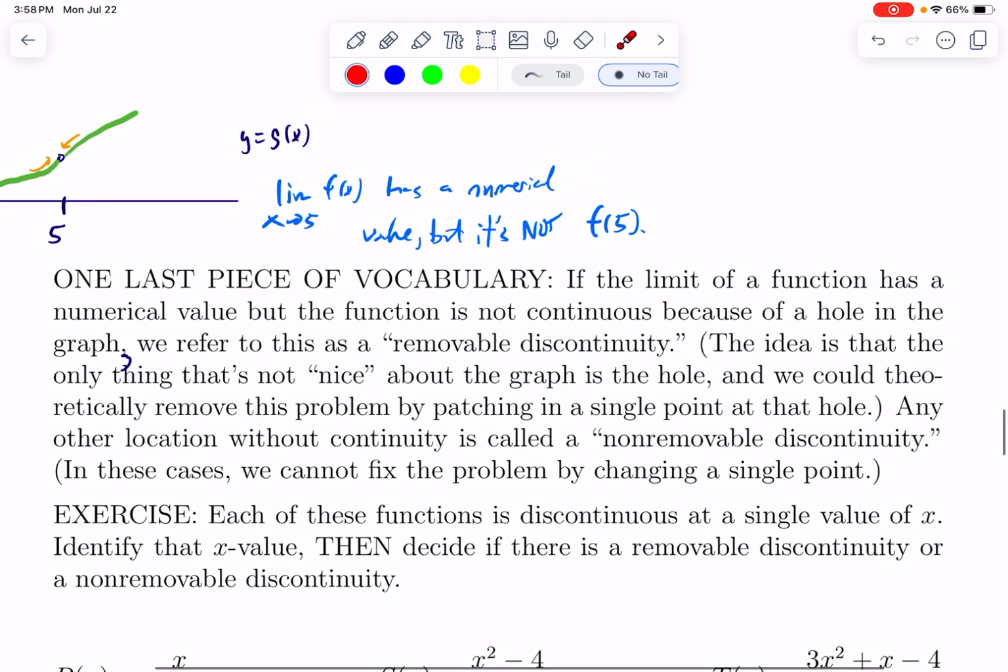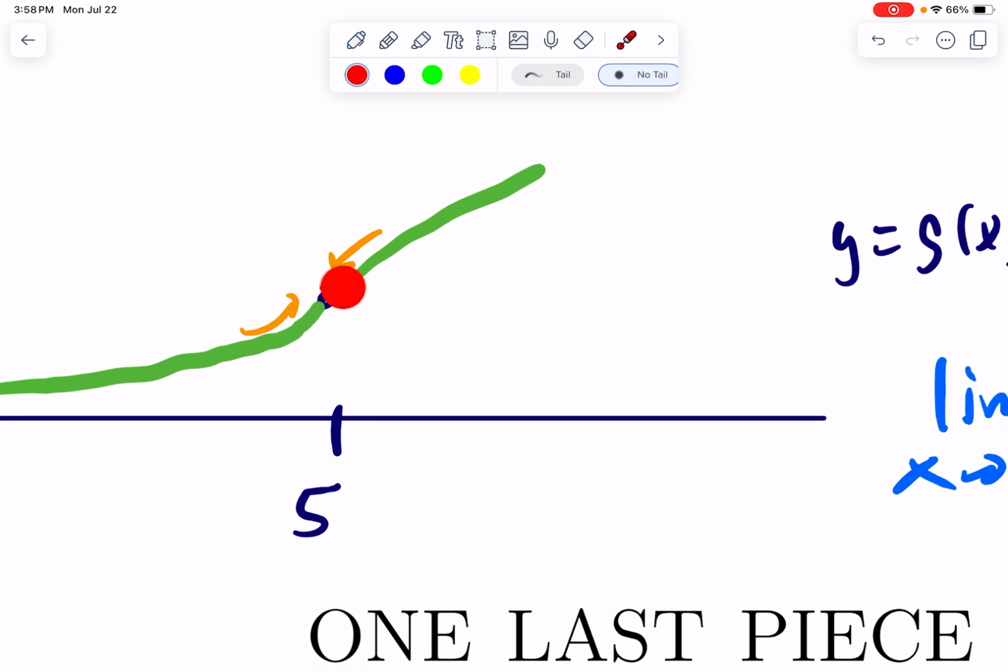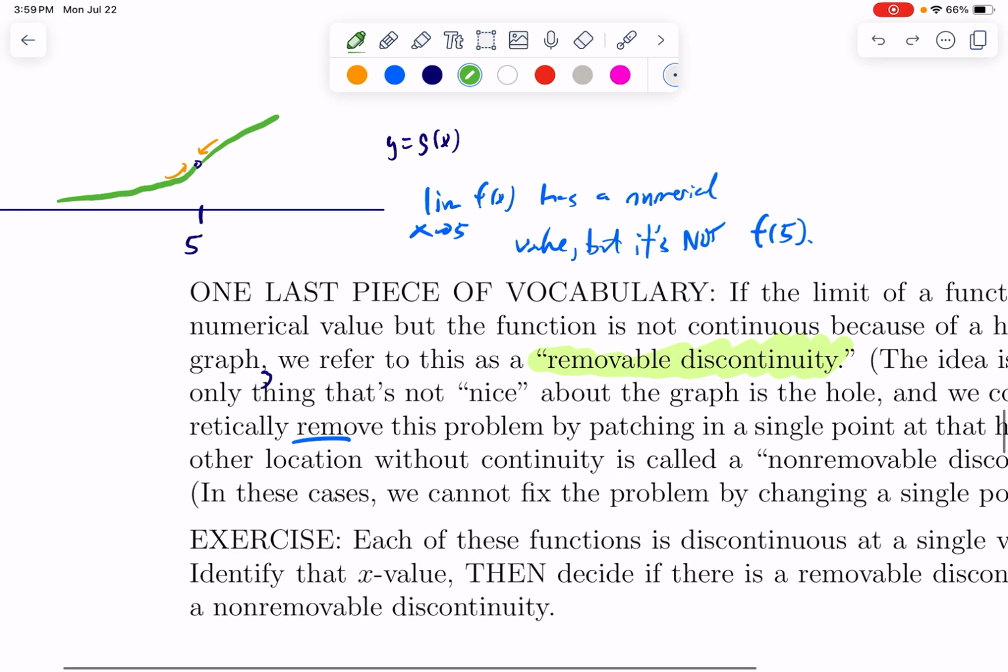So when we have a hole in the graph, there is a limit, but something is wrong. The formal term for a hole in the graph is a removable discontinuity. We're using this word remove because the idea is this problem is really, really minor. I could fix this function with a single point. I have a discontinuity, but if I fill in that point, I remove the problem. So that's called a removable discontinuity. Technically, the function is discontinuous, but the issue is really minor and we could fix it with a single dot.